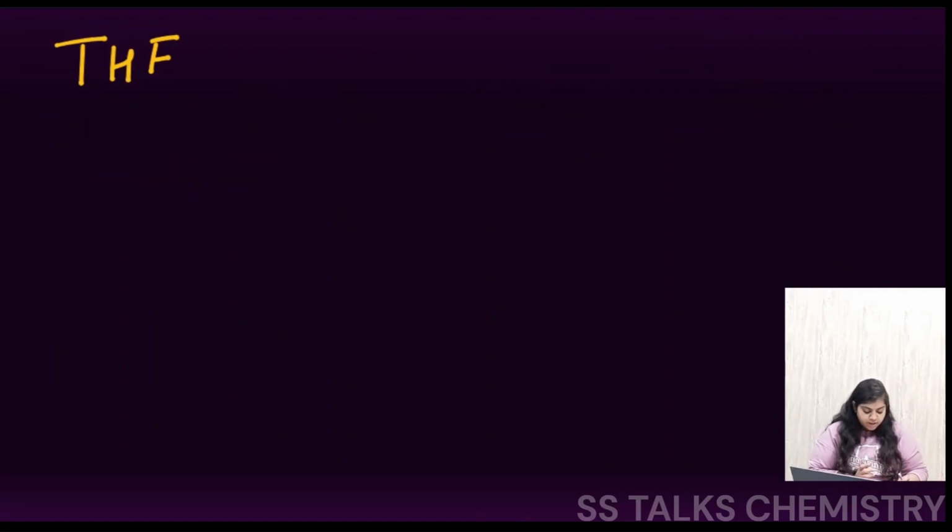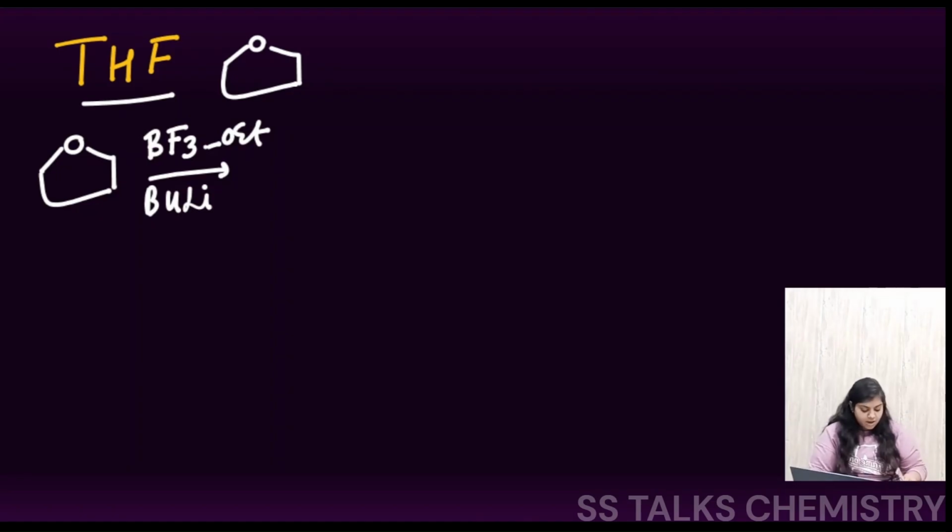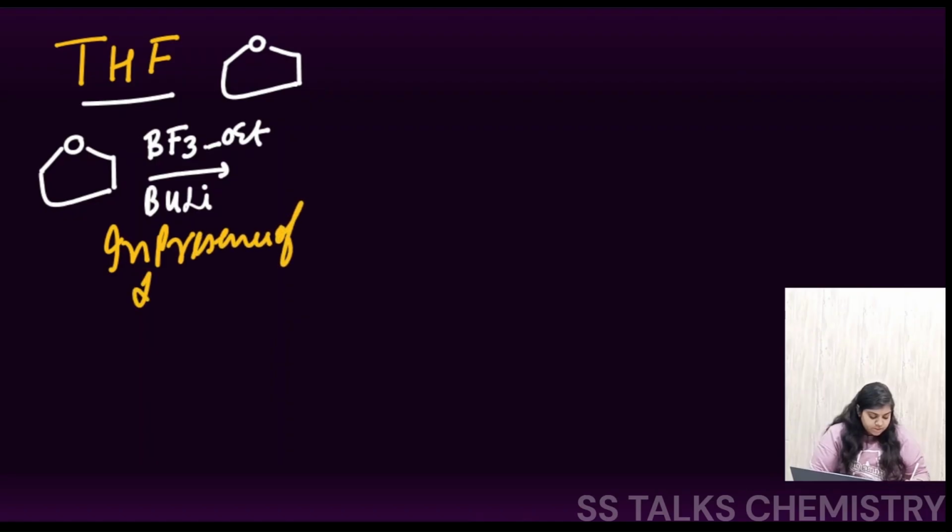Now moving on to our next saturated heterocyclic compound, which is tetrahydrofuran. This is basically a five-membered ring containing the oxygen atom in it. Now the reaction we are going to see: here we have the Lewis acid, which is attached with the OEt, and next we have butyl lithium. So this is the reaction which is occurring in the presence of the Lewis acid. Here BF3 is your Lewis acid.